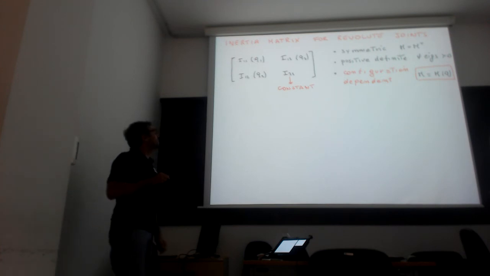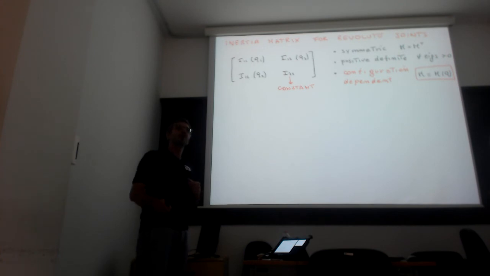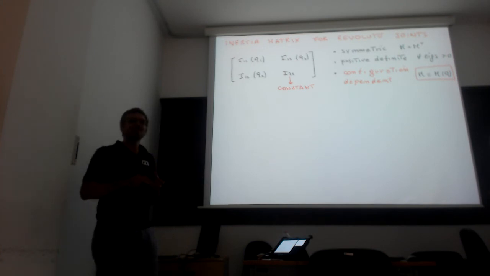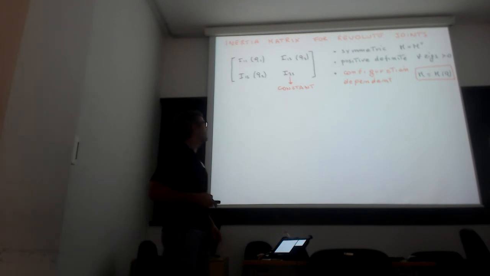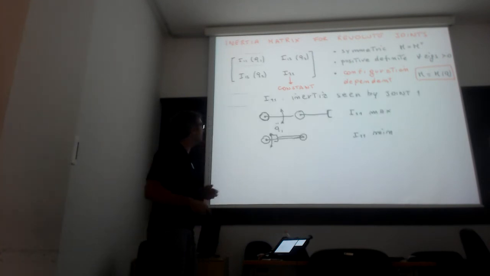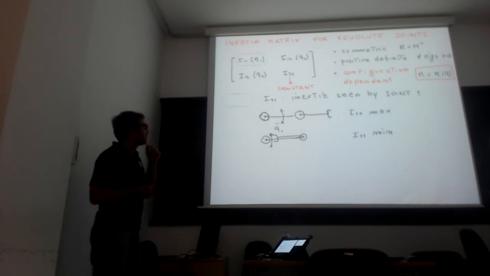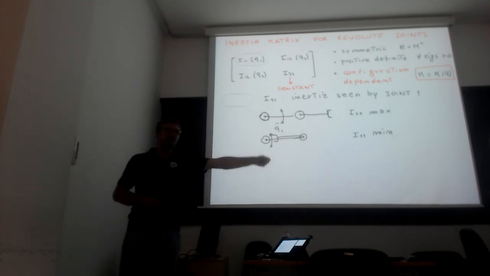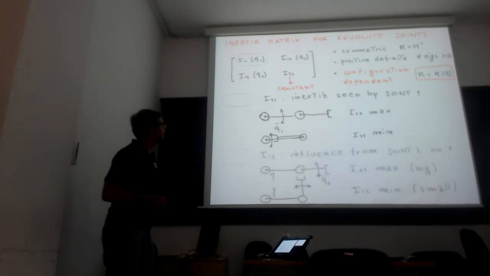The only term that doesn't depend on the position is this one, because the last joint always sees the inertia of the last link, and it doesn't change. While, depending on the configuration, for example, the first joint sees a different inertia depending on the configuration of the robot. In particular, whenever the arm is completely extended, the inertia will be the highest. When it is completely retracted, it will be the lowest.